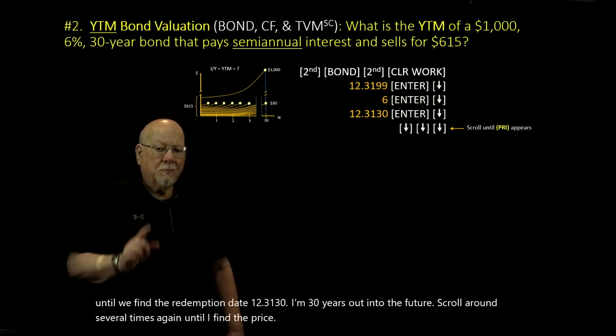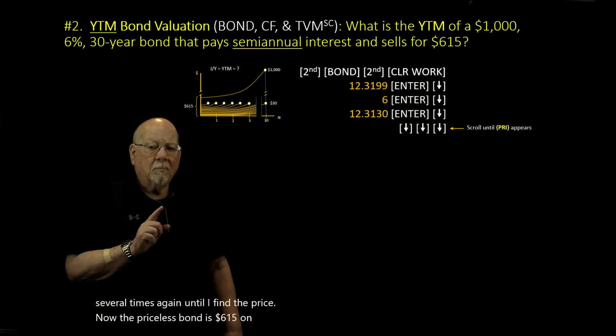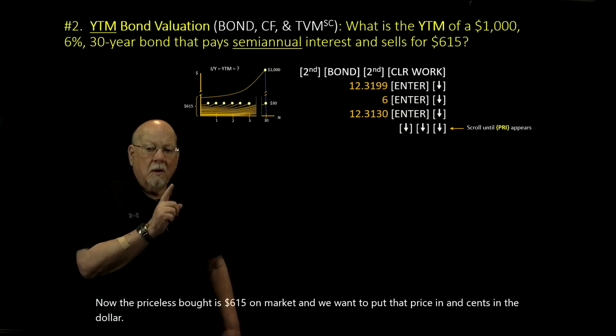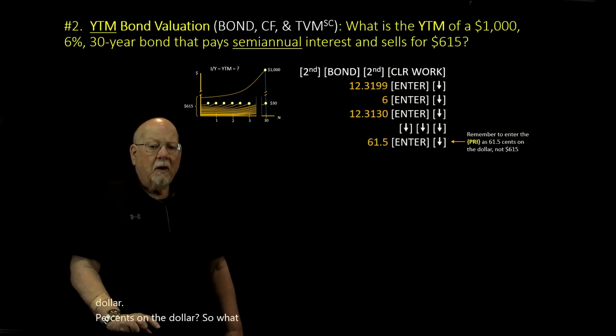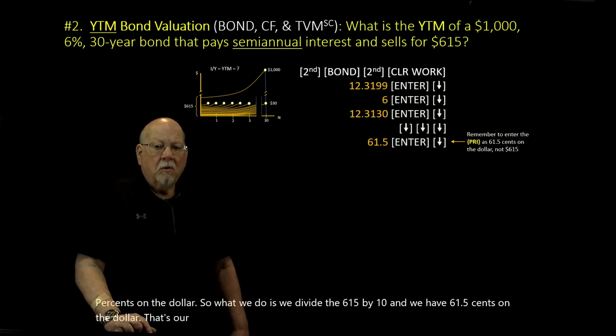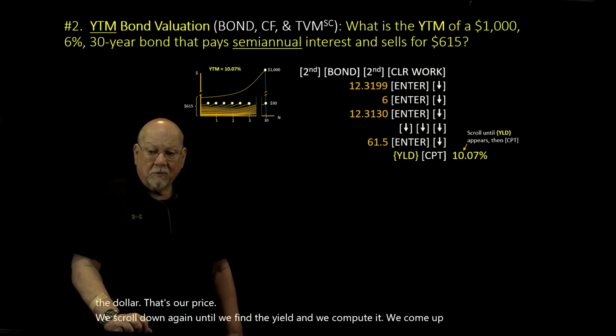Now, the price of this bond is $615 out in the market, and we want to put that price in cents on the dollar. So what we do is we divide the 615 by 10, and we have 61.5 cents on the dollar. That's our price. We scroll down again until we find the yield, and we compute it. We come up with 10.07.